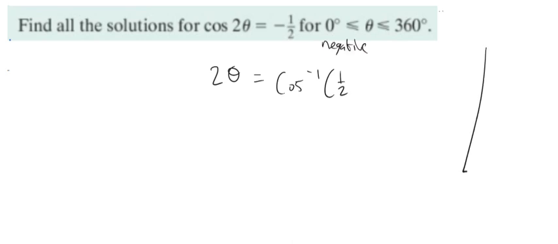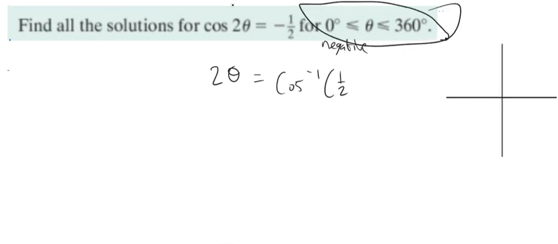Right, so find out all solutions then for this. So 2 theta equals cos inverse of a half, and we know that it's negative now. So cos is negative in the second and the third quadrants. Now see the way this is in degrees up here. So they ask us to give our answer in degrees this time. So cos inverse in degrees is 60 degrees.